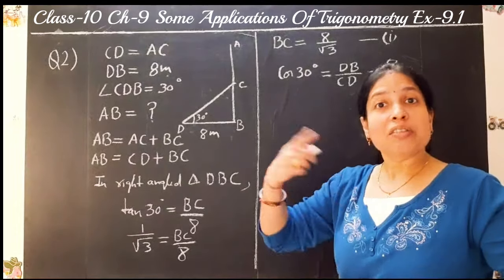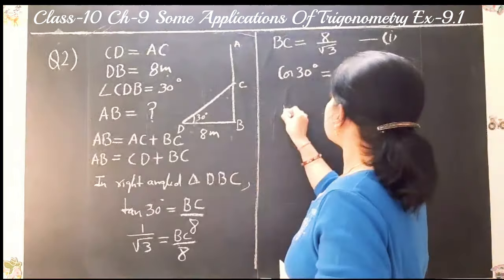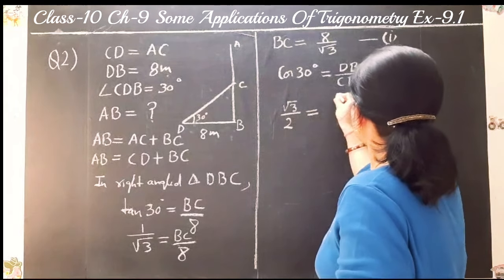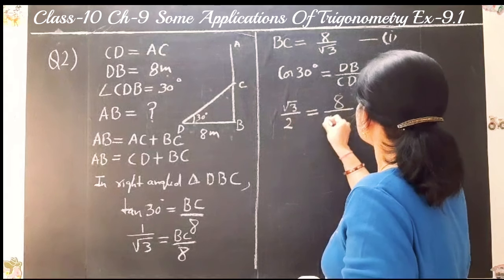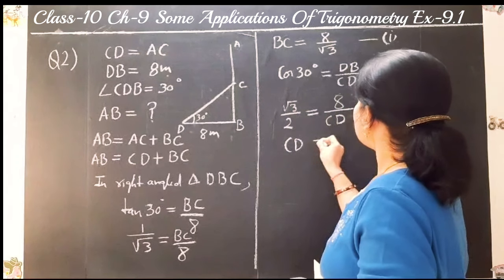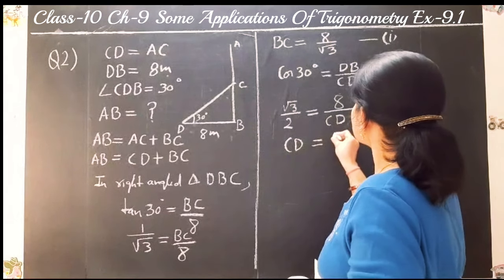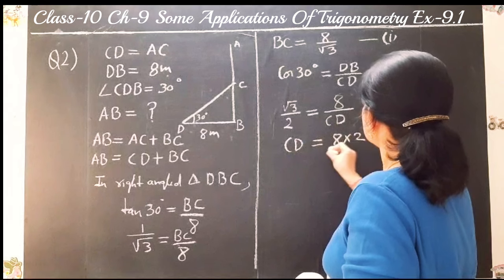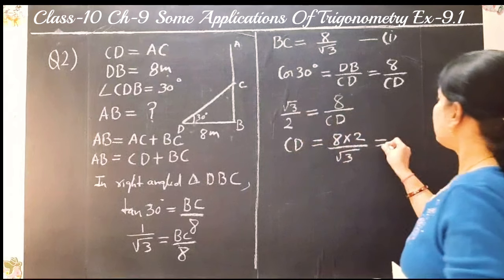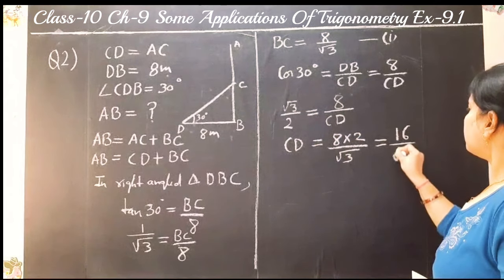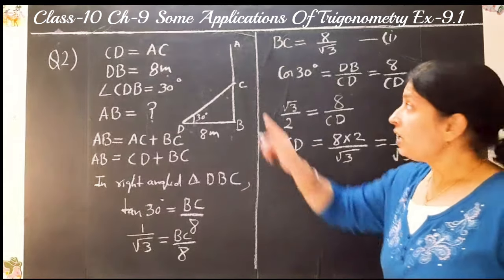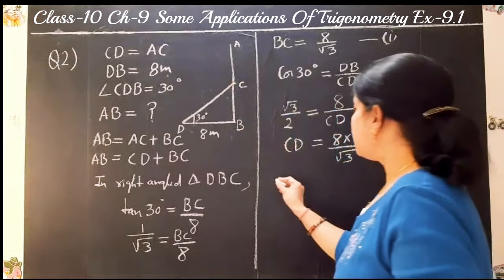What is the value of cos 30? Yes, cos 30 is equal to sin 60. And sin 60 is equal to root 3 by 2. And write here 8 divided by CD. Do cross multiplication. So CD will be 8 multiplied by 2 and divided by root 3. So 8 twos are 16 divided by root 3. This one is second. So what will be AB? Height of this tree? Yes.